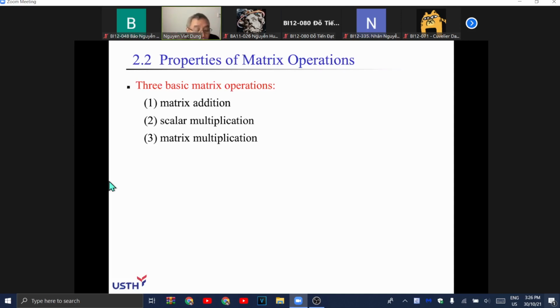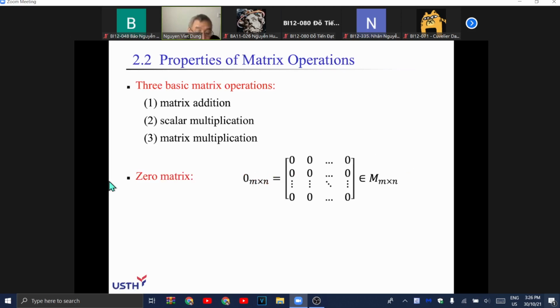Anyway, we fix that. So far we have three basic matrix operations. The first one is matrix addition. The second one is scalar multiplication. The third one is matrix multiplication. So we have two multiplications and only one addition.